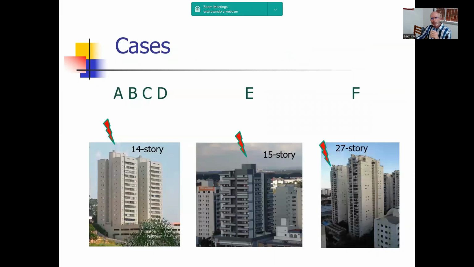We're going to present 6 cases: A, B, C, D, E, F. A, B, C, D all occurred in these twin buildings in São Paulo. Cases E and F occurred in 2 different buildings in São José dos Campos, where my institute is and where I live.